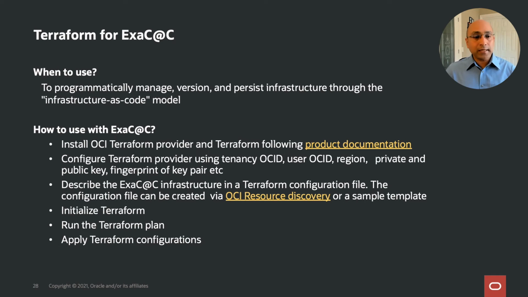How to use it with ExaCC? You essentially first install the OCI Terraform provider. OCI has its own Terraform provider, and there's detailed product documentation around it. And as you may know, Terraform code is written in a language called HCL, and it's a declarative language, right? And so your goal is to describe the infrastructure you want using this language, and then Terraform will figure out how to create the infrastructure or the resource. And so with this Terraform provider you use your own tenancy OCID, your user OCID, and all the rest of the arguments that are given here.